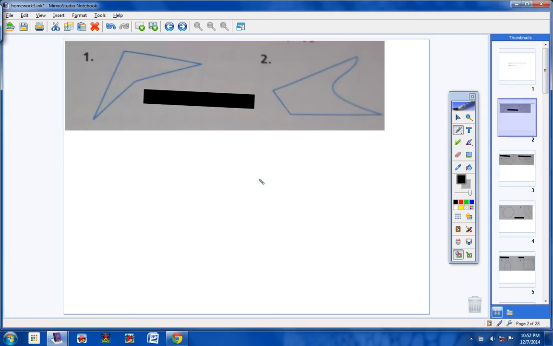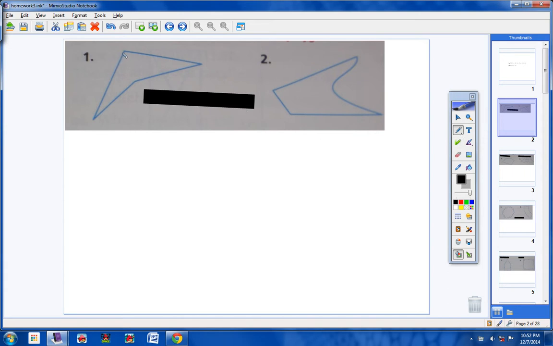Here we go. Numbers 1 through 4. The directions say to decide whether the figure is a polygon, and if it is, whether it's convex or concave. So here we go. Let's go ahead and get started. Numbers 1 and 2. Is number 1 a polygon?